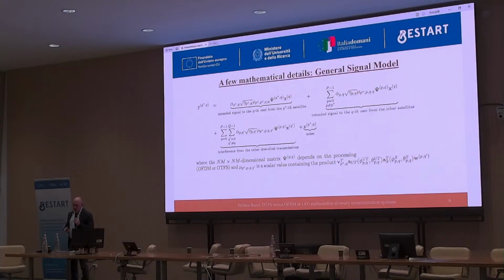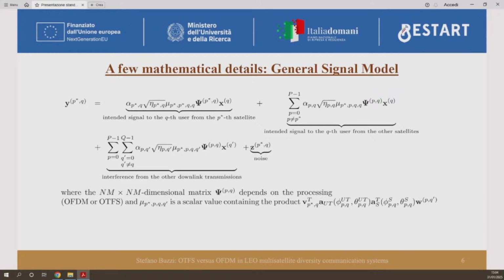Okay, actually, with some mathematical effort that is reported in the paper that I'm going to show you in the next slides, we are able to derive, for both of these modulations, a unified model that is able to determine the signal that is received on the ground by a given user, highlighting the contribution of the transmitted bits that are in the vector X_Q. These are the symbols intended for user Q. It also highlights the contribution from the given satellite, from the other satellites that are transmitting to that same user, and also interference from the other downlink transmissions from the other satellites. So we have a very general model that permits to treat in a unified way both OFDM and OTFS.